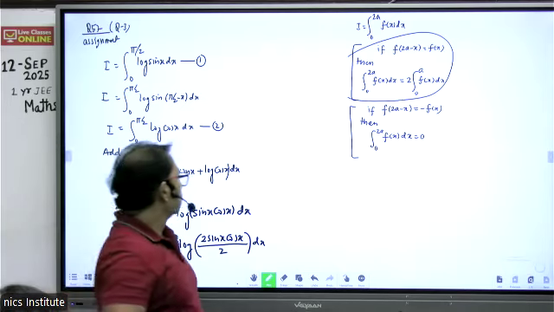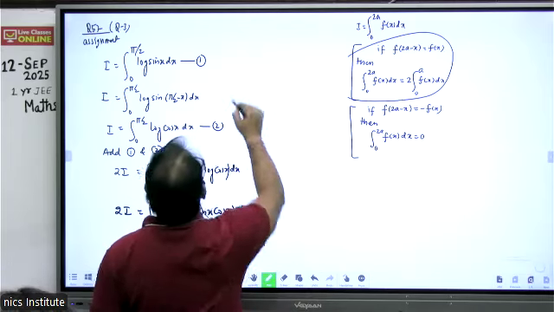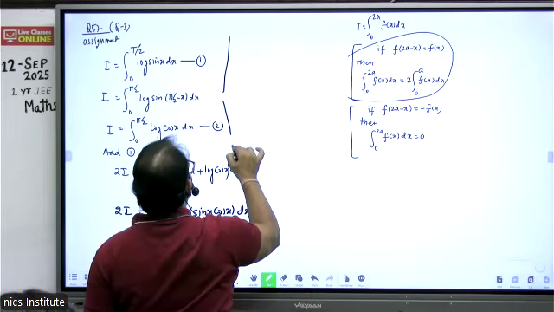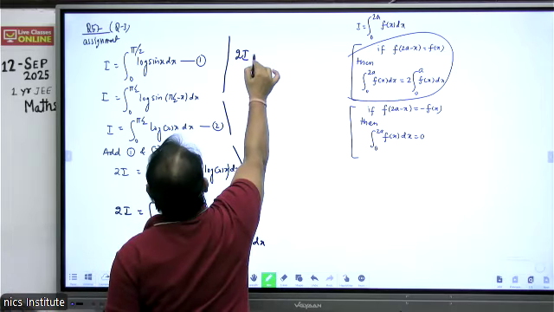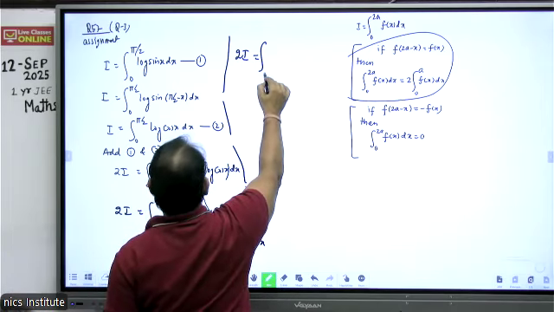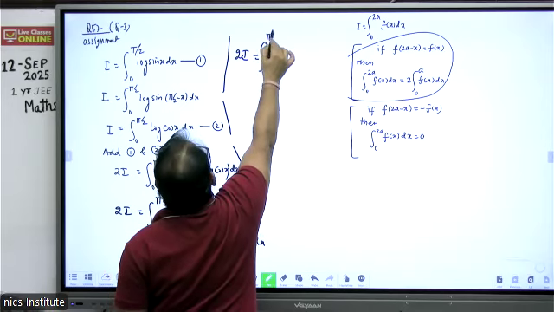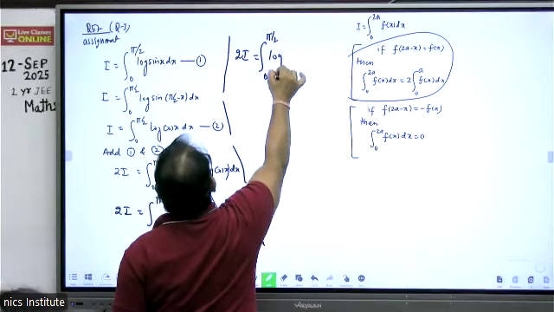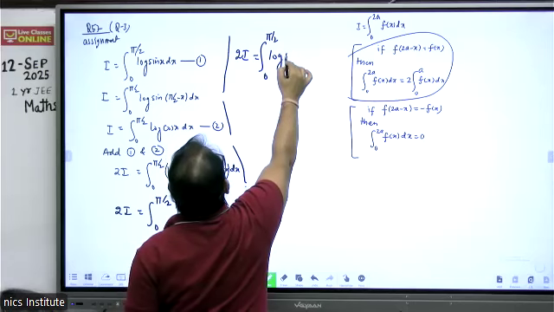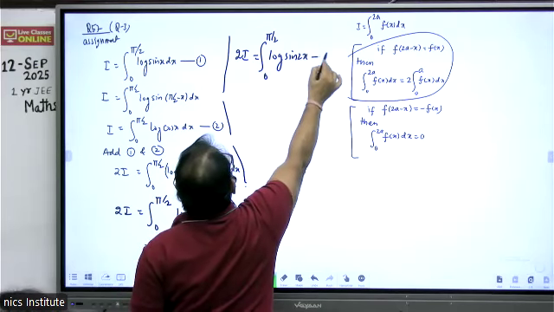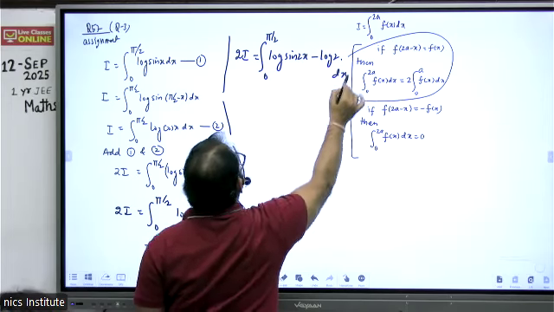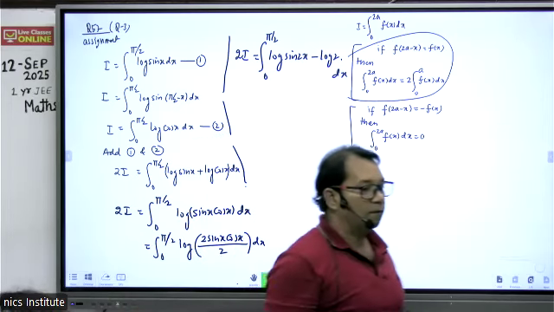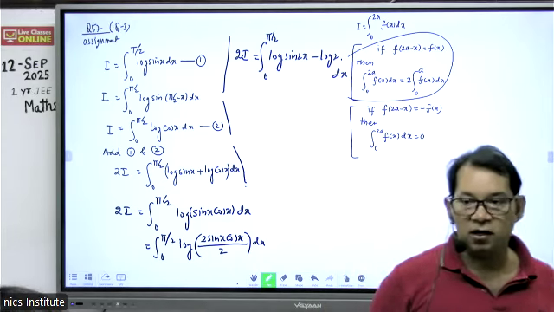Yes. So now we can apply the property of log again. That is log A by B is log A minus log B. So log sin 2x minus log 2 dx. So 2 sin x cos x becomes sin 2x.